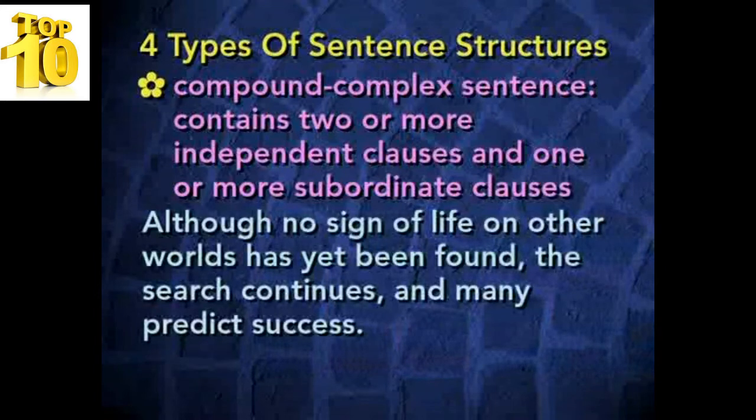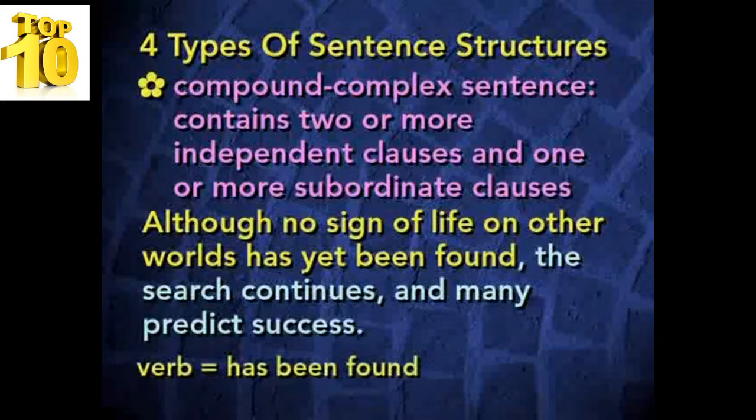Although no sign of life on other worlds has yet been found, the search continues and many predict success. In this sentence, we have 3 groups of words, and each of these 3 is a clause because each contains a subject and a verb. Let's take a look at each one. The first group of words says, although no sign of life on other worlds has yet been found. This is a clause because it contains a subject and a verb. The verb actually happens to be 3 words long.